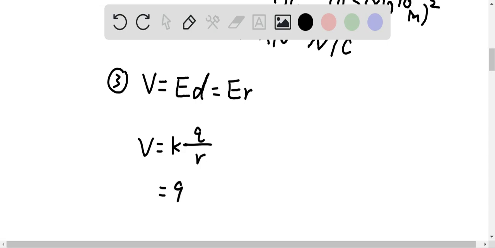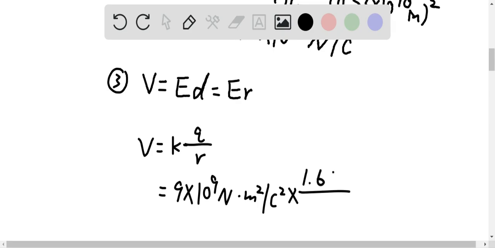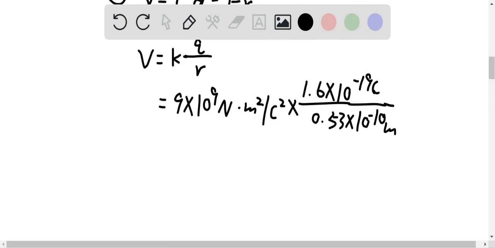So if we plug in the values, we have 9 times 10 to the power of 9 newton meter squared over Coulomb squared times Q, which is the charge, 1.6 times 10 to the power of negative 19 coulombs, over the distance, which is 0.53 times 10 to the power of negative 10 meter. And this will give us the electric potential, which is about 27.17 volts. Okay? So this is the electric potential on electrons.